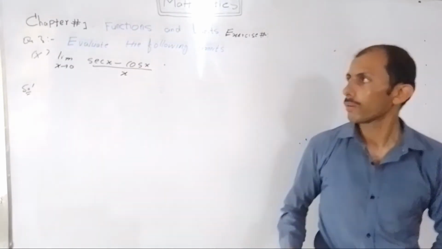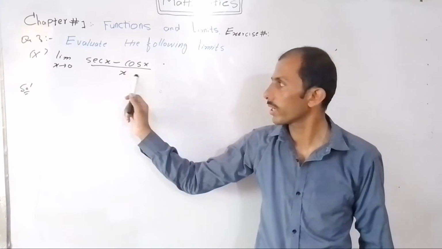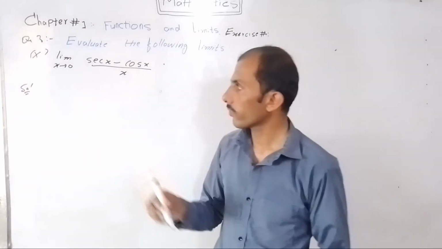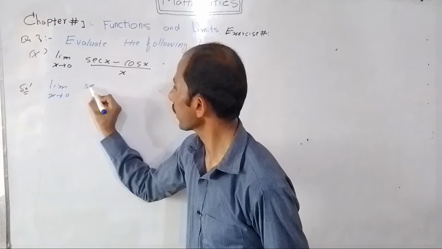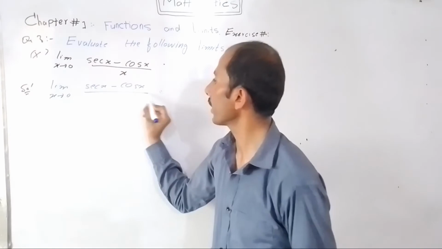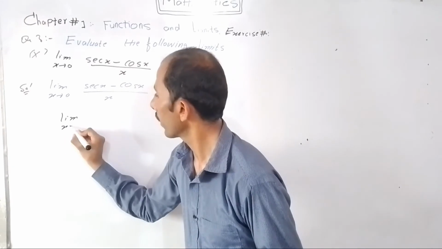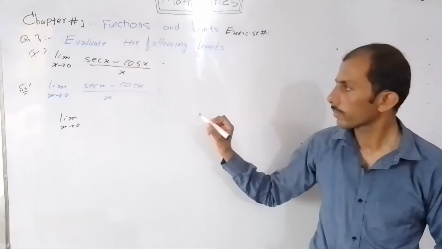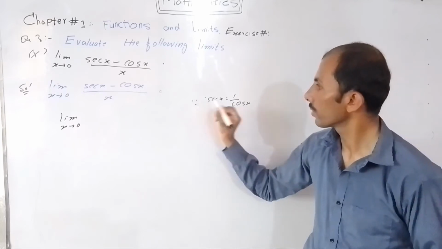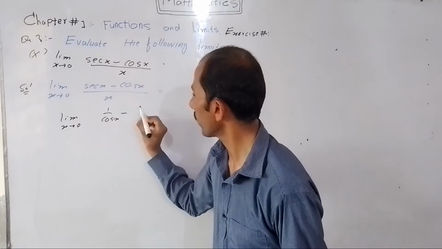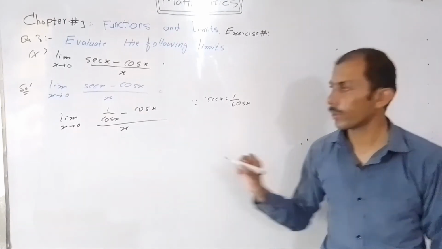Let's start. Question number 10. Limit x approaches 0, (sec x minus cos x) divided by x. First of all, limit x approaches 0, (sec x minus cos x) divided by x. So limit x approaches 0, sec x can also be written as 1 divided by cos x. So limit x approaches 0, (1 divided by cos x minus cos x) whole divided by x.